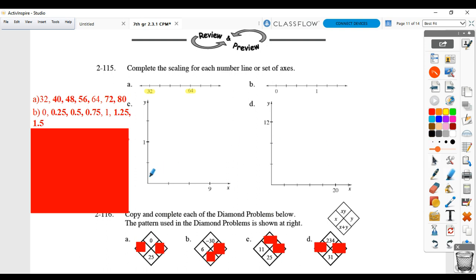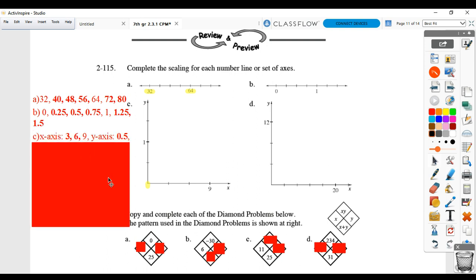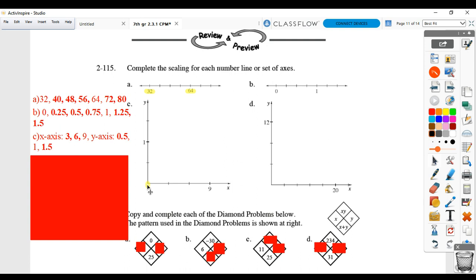For C, you're going by a different scale horizontally than you are vertically. This, of course, is the 0 spot. So 0 to 9 is a difference of 9 divided by 3 sections. And then 0 to 1 is a difference of 1 divided by 2 sections. So on the x-axis, meaning horizontally, you've got the 0, which again, they don't have to show. That is always that spot. Next one would be 3, then 6, and then, of course, 9. And on the y-axis, again, the zero here, then 1/2 or 5/10. 1 is given, and then 1 and 5/10 or 1.5.